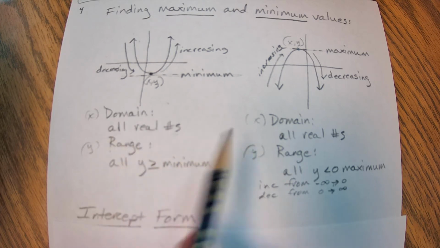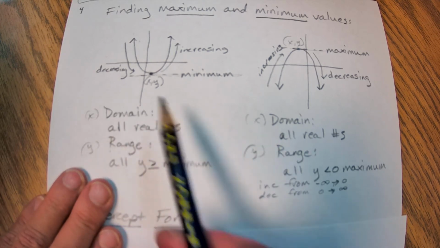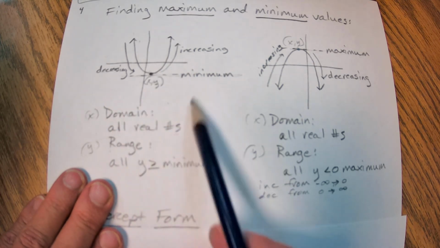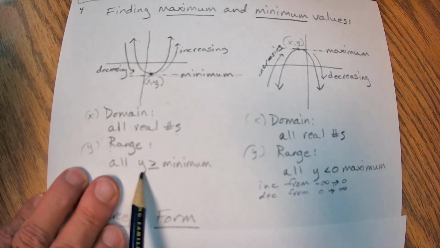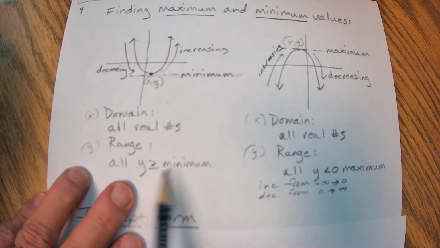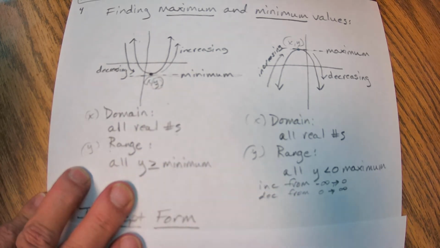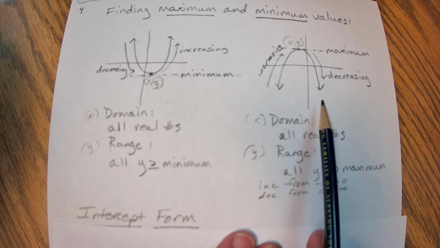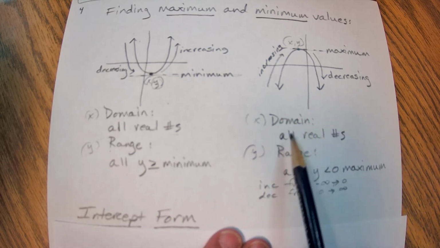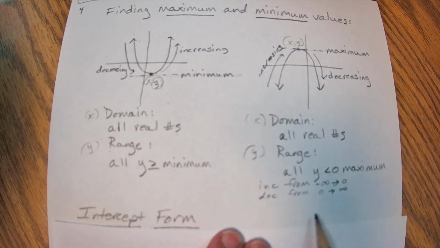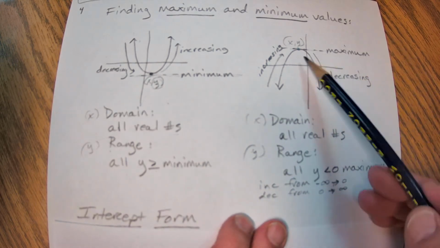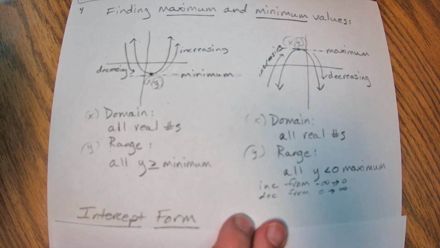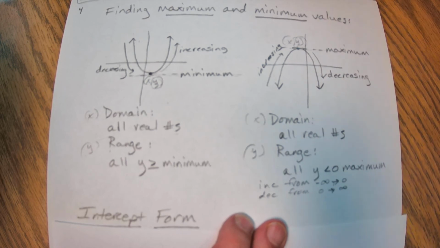X can be anything. Y can't be anything, though, because this is a minimum value. That means no y's can be below this line, right? So all my y's have to be greater than or equal to whatever that value is. And then if you look over here, it's going to just be the opposite if the parabola points down. The domain is all real numbers. There's nothing X can't be, but all my Y's have to be less than or equal to this Y value of the vertex, because it can't go above that.